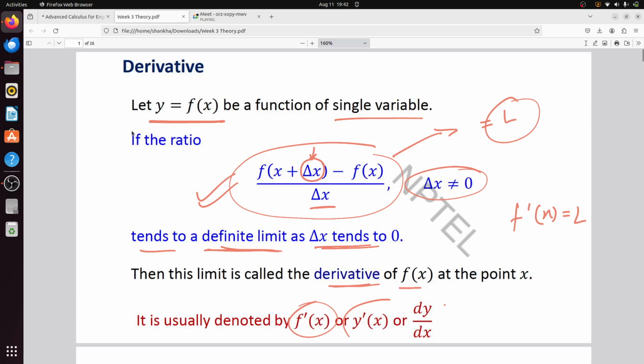See, derivative: let y equal to f(x) be a function of a single variable. If this ratio, f(x plus delta x) minus f(x) by delta x, tends to a definite limit as delta x tends to 0, we call the function derivable at the point x, right? Instead of x you can use a. At the point x equal to a, the function y equal to f(x) is called derivable if the limit of f(a plus delta x) minus f(a) by delta x tends to a definite limit as delta x tends to 0. Then this limit is called the derivative of f(x) at the point x, which we usually denote as f prime x or y prime x or simply dy dx.